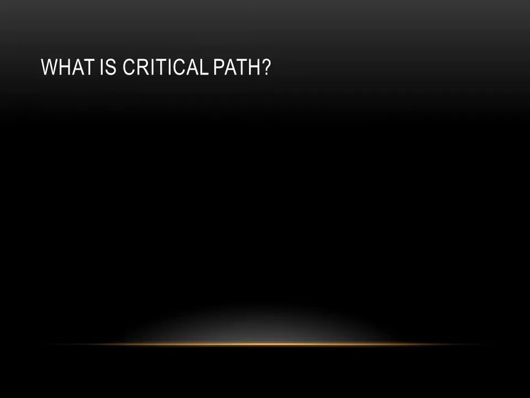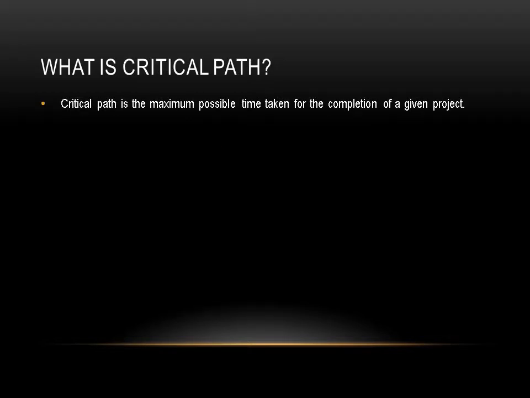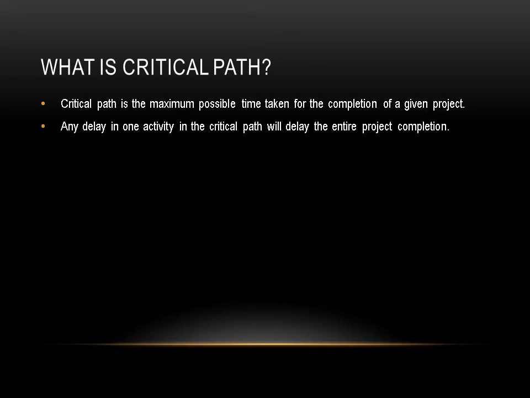Now, what is critical path? Critical path is the maximum possible time taken for the completion of a project. It is the maximum possible time, and various activities would take various times. Considering all the activities, the maximum possible time that can be allotted or that is taken to complete a project is known as the critical path. Any delay in one activity in the critical path will delay the entire project completion.